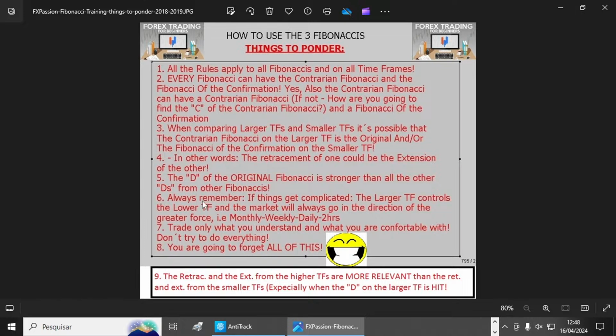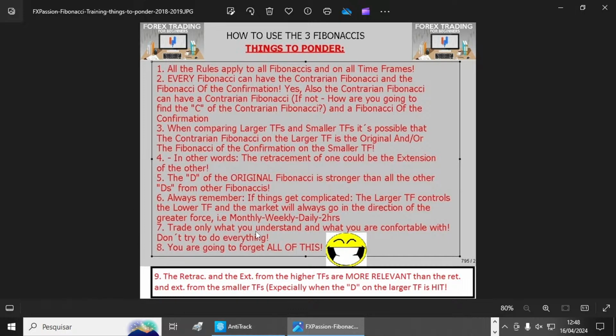Number 6, it's a golden rule. Always remember, if things get complicated, the larger time frame controls the lower time frame, and the market will always go in the direction of the greatest force. Starting with the monthly, then the weekly, then the daily, then the 1 hour, 2 hour, 4 hour.